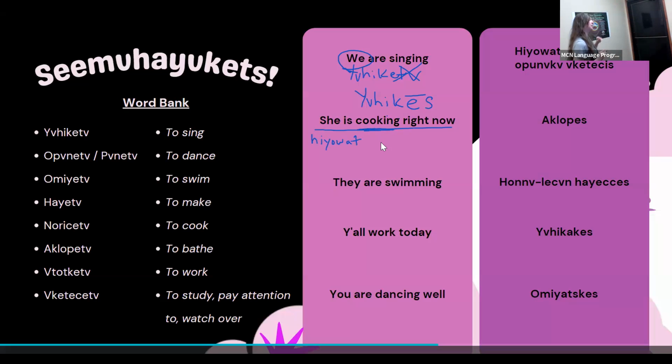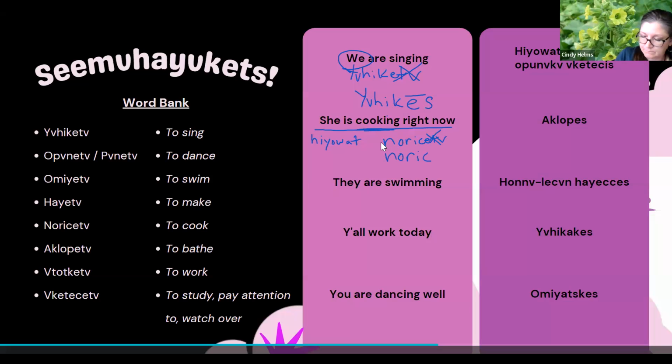What verb on our left is to cook? Noflegida. Nice. Okay, what's the next step? Drop the ida. Nice, we drop our ida. Is the last vowel a V or an E, a short E? No, we're good. Next, she is cooking. What do we add for she?